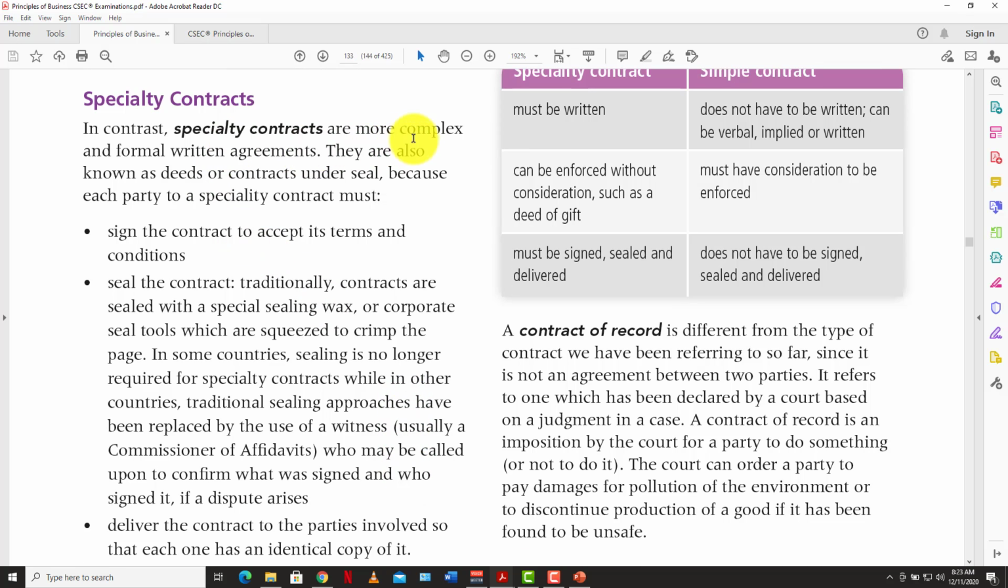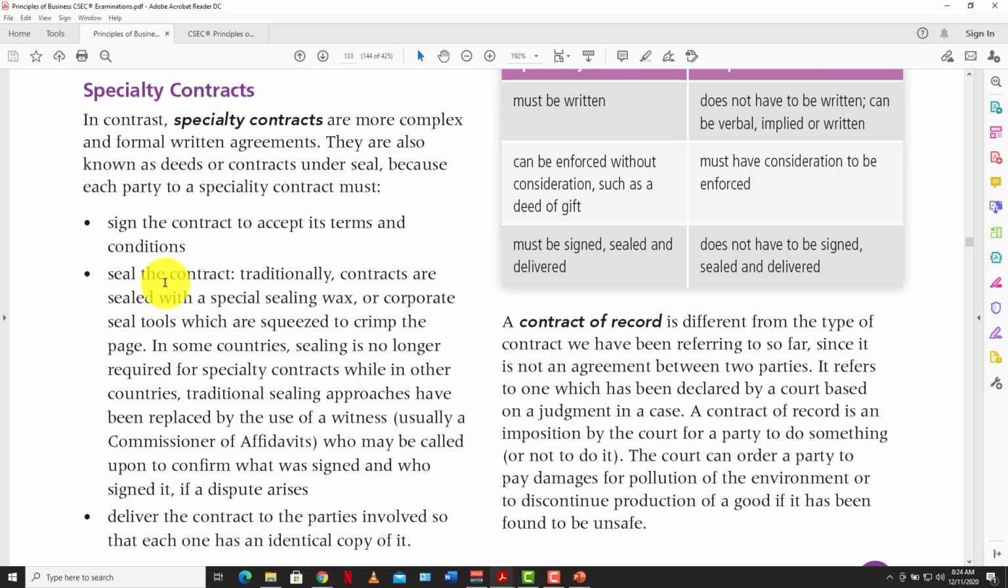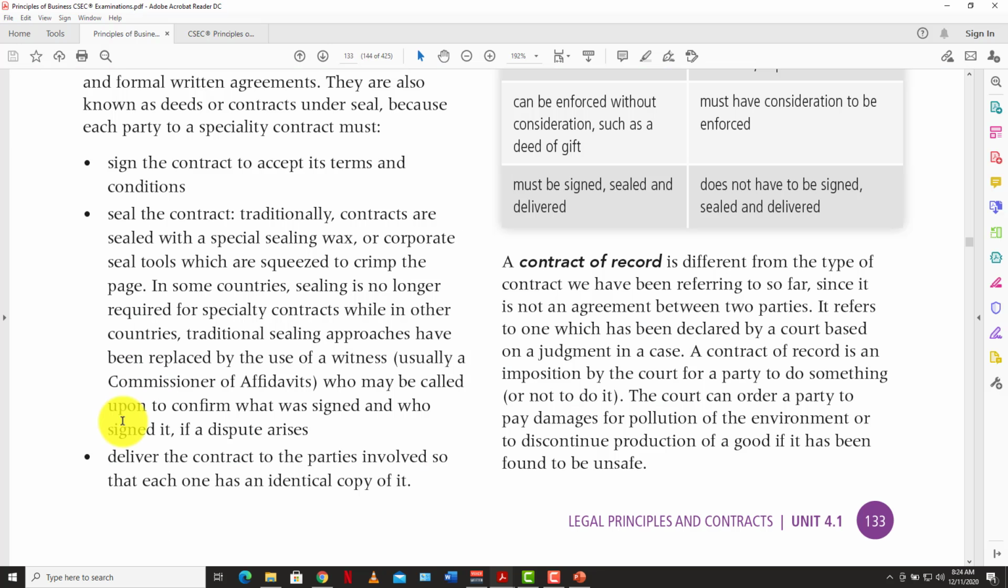So in contrast, specialty contracts are more complex, so that's one, they are more complex and formal written agreements. They are also known as deeds or contracts under seal because each party to a specialty contract must sign the contract to accept its terms and conditions. So each party must sign the contract. Seal, the contract is traditionally sealed with a special sealing wax or corporate seal tools which are squeezed to crimp the page. Then deliver the contract to the parties involved so that each one has an identical copy of it.